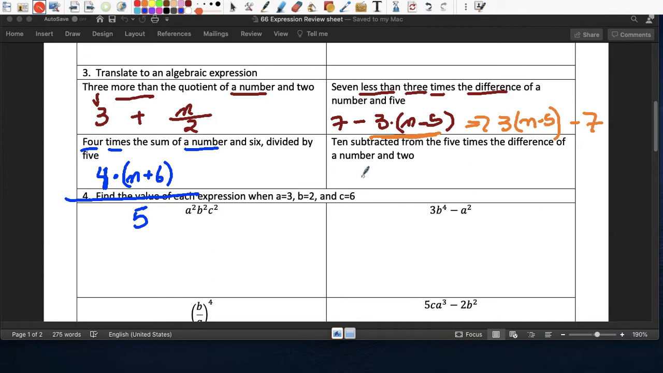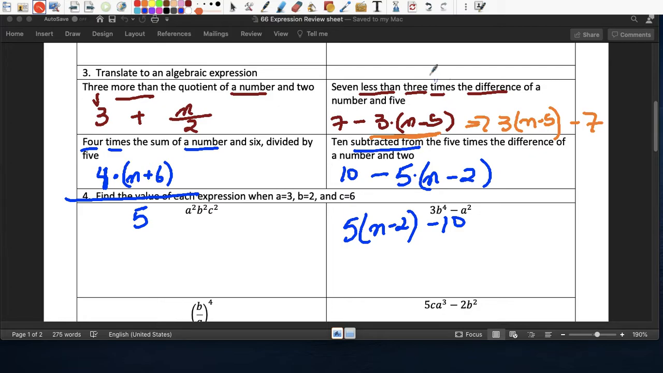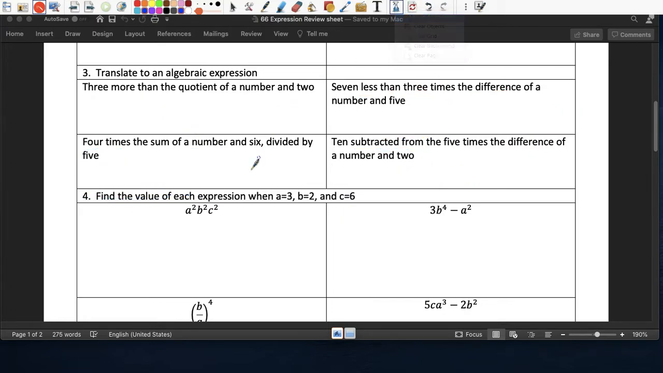Next one is 10 subtracted from, which means subtract, but we're going to do a turnaround again. 5 times, again, a difference, we put in parentheses, was a subtraction, a number, and 2. So we're going to switch. It's going to be 5 minus 2 minus 10.